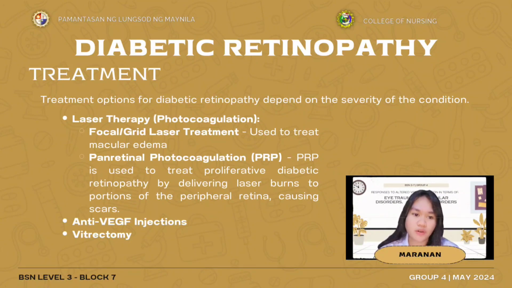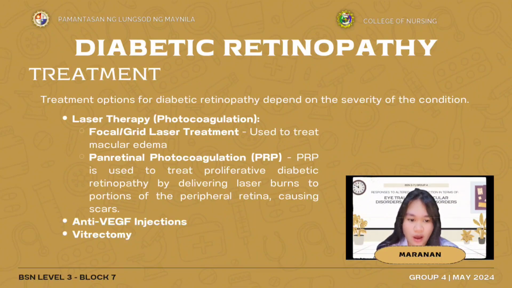Small laser burns are applied directly into the leaky areas around the macula to seal bleeding blood vessels and to reduce the swelling. We also have pan-retinal photocoagulation. It is used to treat proliferative diabetic retinopathy by applying laser burns to the peripheral retina, creating scars. These scars reduce the retina's oxygen demand, decreasing the time for neovascularization and preventing the growth of new abnormal blood vessels.